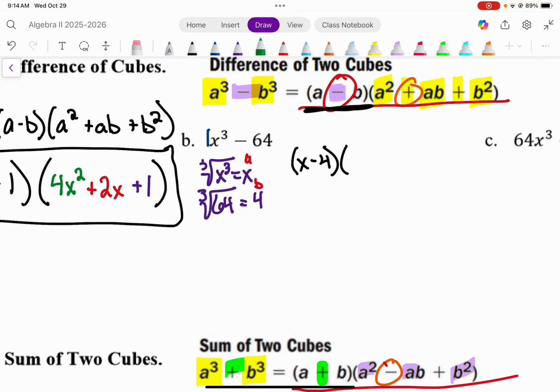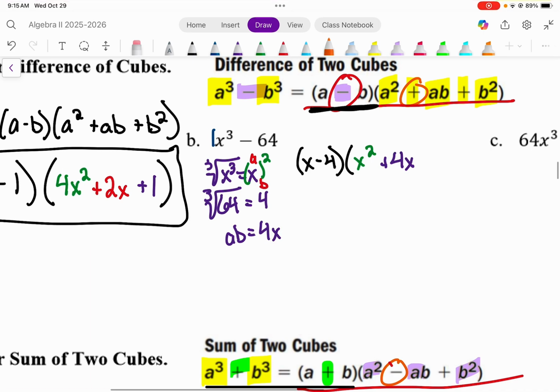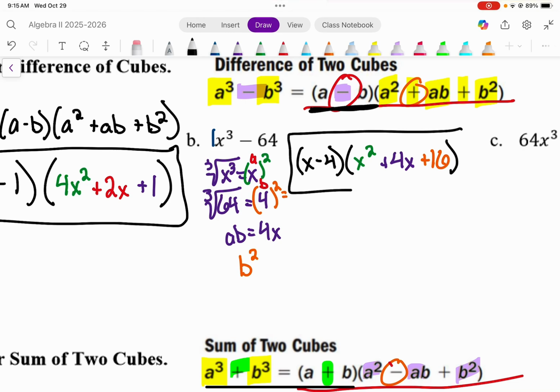We need to figure out what our a squared value is. So x squared is just x squared. We need to figure out what a times b is. X times 4 is 4x, so we'll put plus 4x there. And then we need to figure out what our b value squared is. And this one is just 4 raised to the power 2, and that equals 16, so plus 16. Once we have that, that is our final answer.